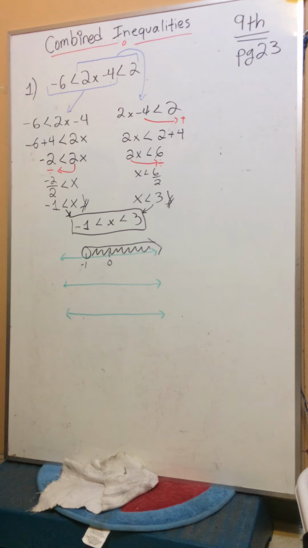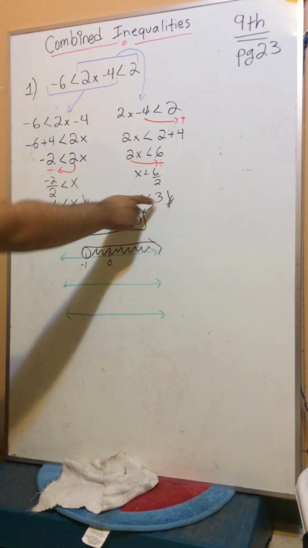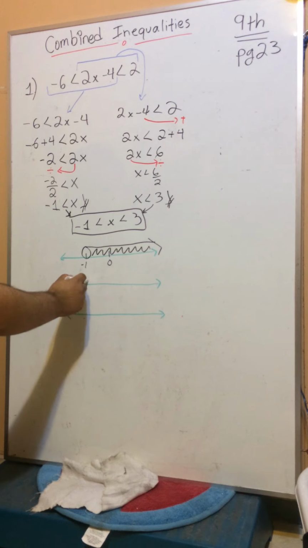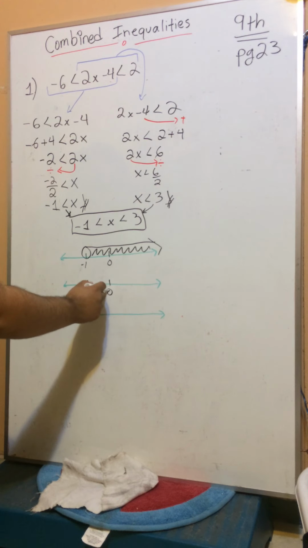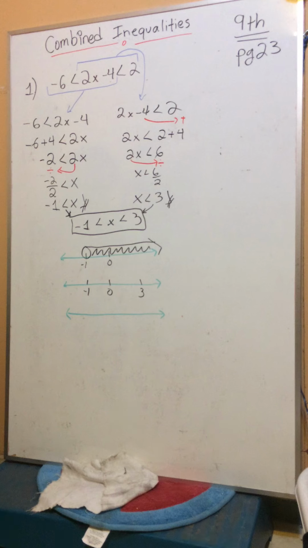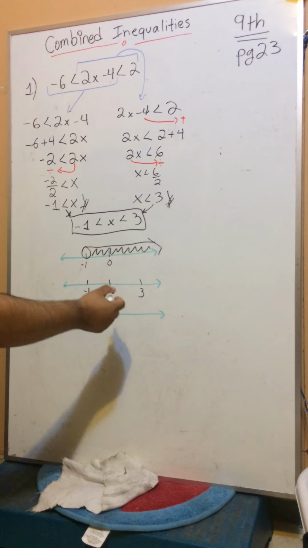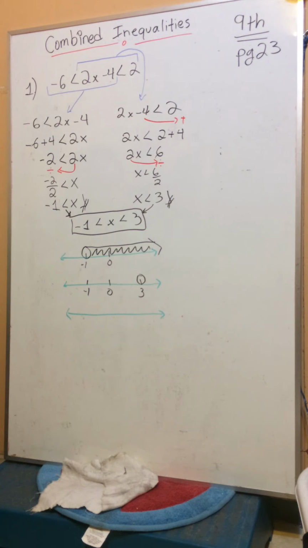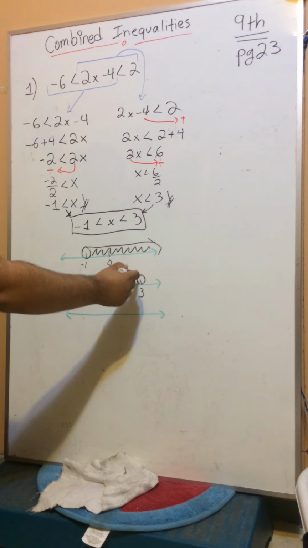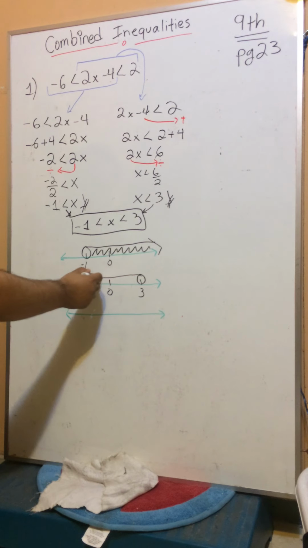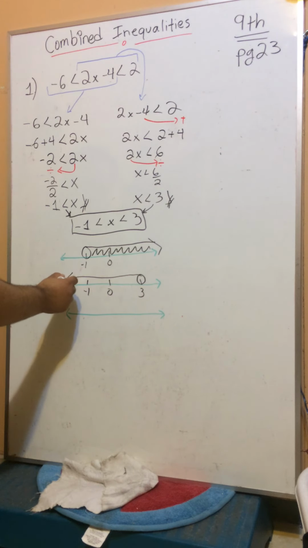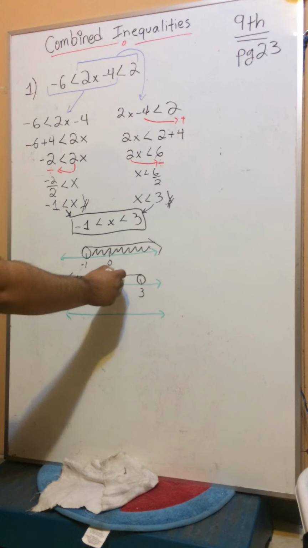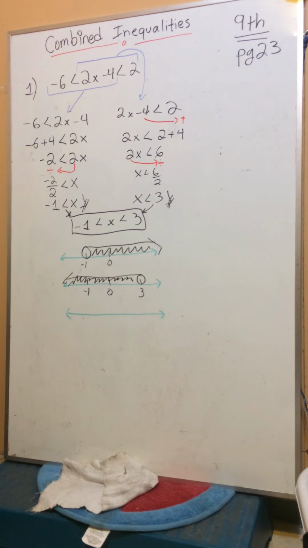Now, let's do this one. We're looking for values that are less than 3. If we put minus 1 here, 0 here, and 3 here, 3 is not included, because it's only less than. So we're looking for values less than 3, so this one comes over here. All of these values are true for this one.